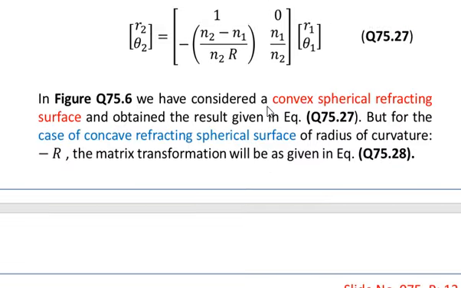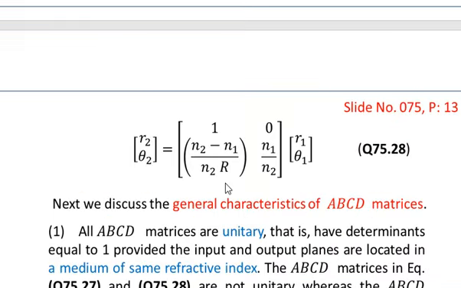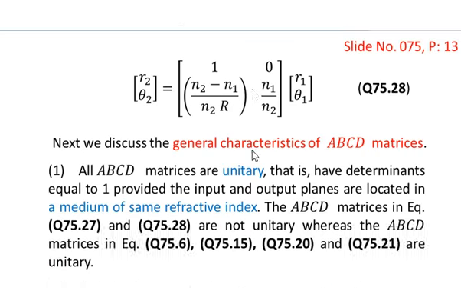So in figure number 6, we have considered a convex spherical refracting surface and obtained the result given in equation number 27. But for the case of a concave refracting spherical surface of radius of curvature minus R, the transformation matrix will be given as follows. So replacing capital R by minus R for the concave refracting spherical surface, we obtain this result. So once we have obtained the result, we just take care of the sign conventions of the radius of curvature of these surfaces, and then with the appropriate sign convention we can immediately write down the matrices for our desired optical systems.